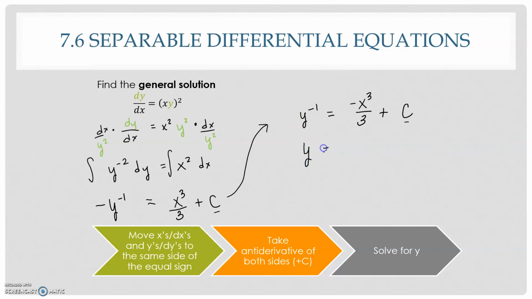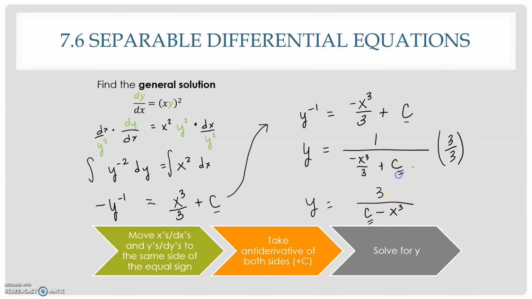So I get y is equal to 1 over negative x cubed over 3 plus c. Or if you're bothered by fractions on top of fractions, you could multiply both sides of this by 3 over 3. So y is equal to 3 over c minus x cubed. And I'm going to emphasize again, this c is 3 times bigger than that c, but they're both constants. So that's cool. All right, that is the solution to this differential equation.